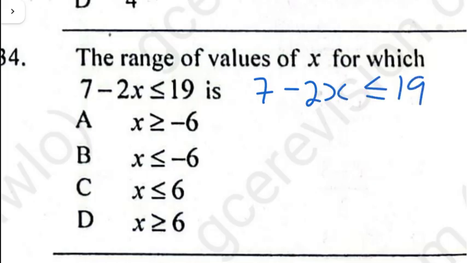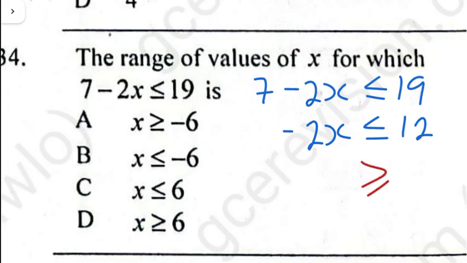So I'm going to subtract 7 from both sides. When I subtract 7 from both sides, I'll be left with negative 2x less than or equal to 19 minus 7. What does that give us? 12, right? We now divide both sides by negative 2. You know that when you are dividing or multiplying by a negative number, there is a reversal of the inequality sign. Inequality sign does what? It reverses. So this one was less than or equal to, it becomes greater than or equal to.